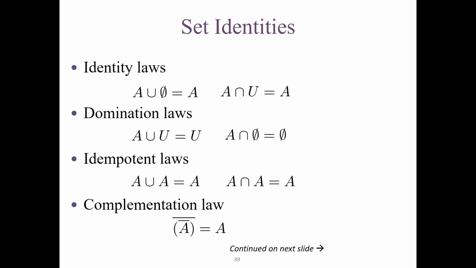Okay, next one, domination laws. After the operation, the result is dominated by U or the empty set. If we use A union the universal set, then the result will be the universal set. A intersect empty set will be the empty set. So we can see the result is dominated by the universal set U and the empty set.